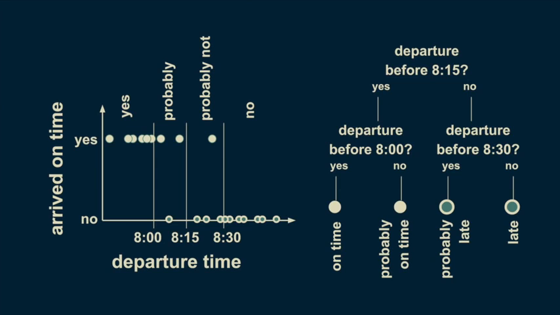This decision tree has two levels. Decision trees can have as many levels as you want. Most often, each decision point or node has only two branches.